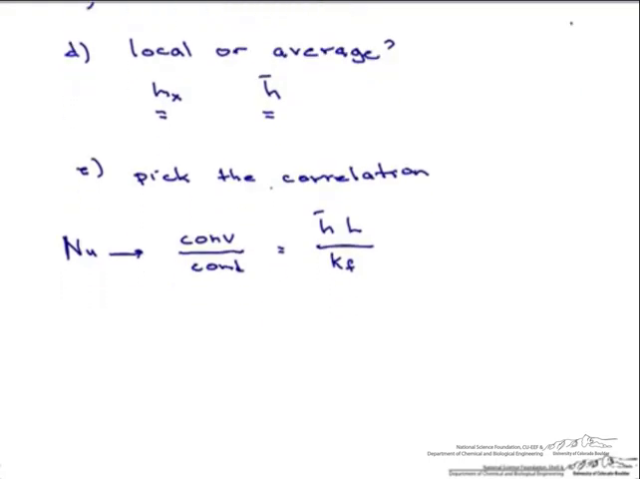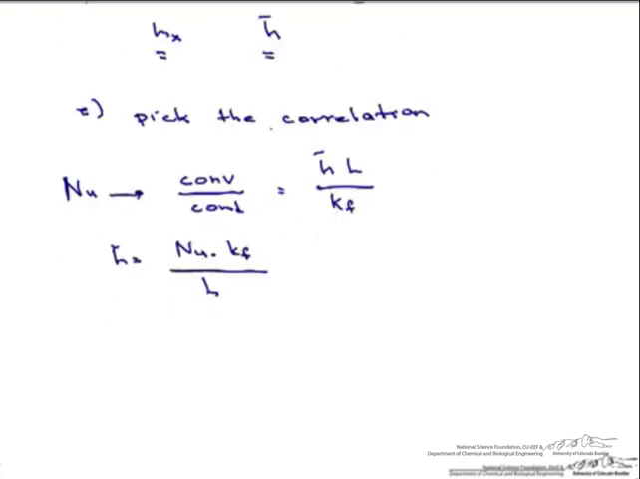Therefore, if we're trying to find h, it equals the Nusselt number times k sub f divided by this characteristic length. You go through all the steps that I've shown you above, and from that you'll get a Nusselt number, because that's what the correlations are for. Once you get the Nusselt number, you can put that into this equation, find our average heat transfer coefficient, and then find our heat transfer.